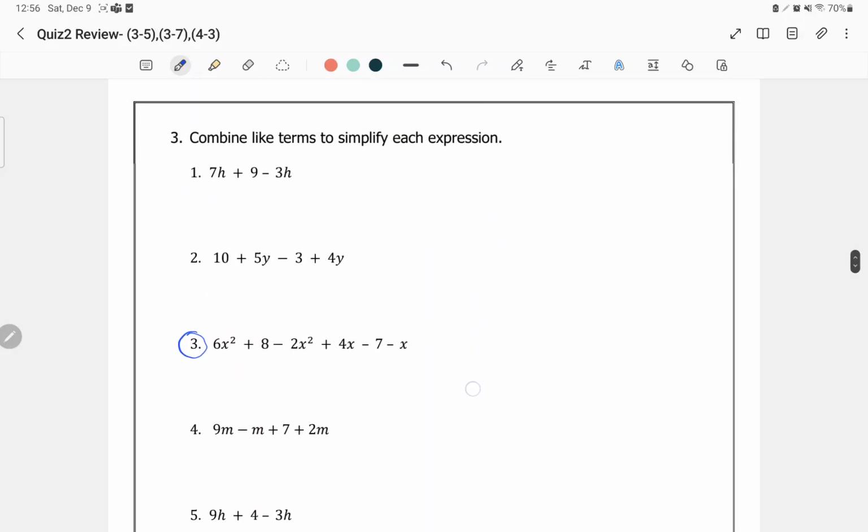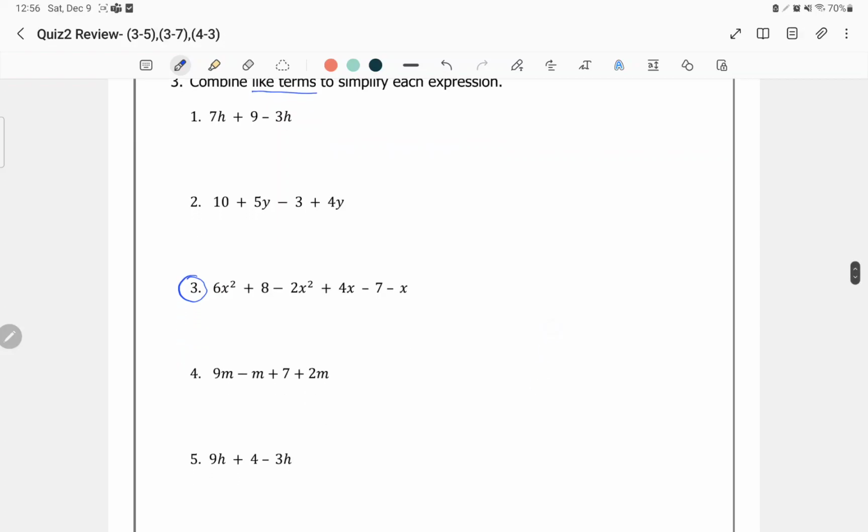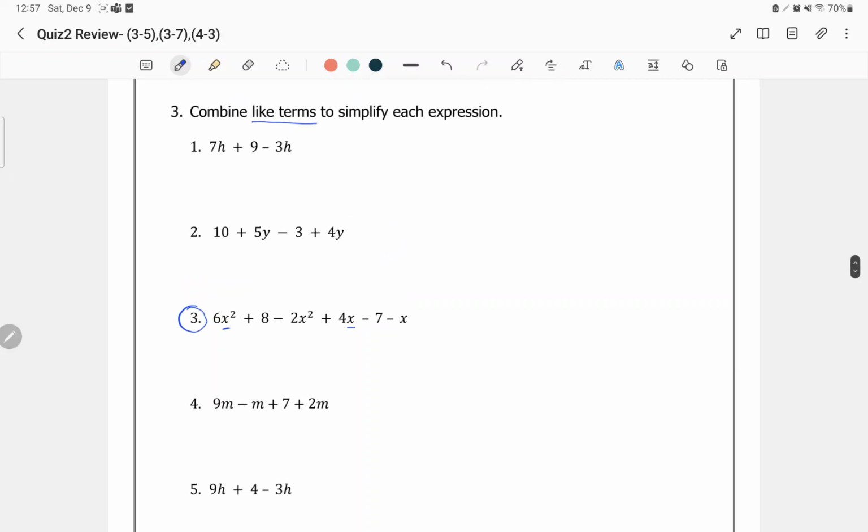The next one, 6x square. In this one you need to combine the like terms to simplify each expression. What do you mean by like term? Like term means the terms that have the same variable. Here you have x square as one type of variable, x is another variable, and 7 is another term. So we can write the like terms together. First step, because this is the first question, I'm writing all the steps. In a quiz, if you know how to do it, you can skip the steps and go directly to the second last step.